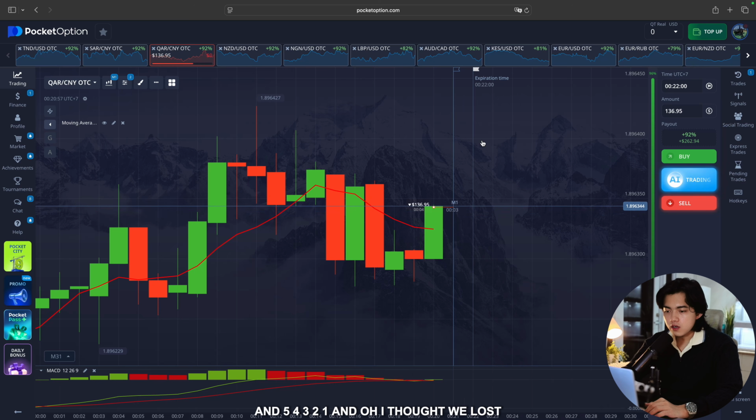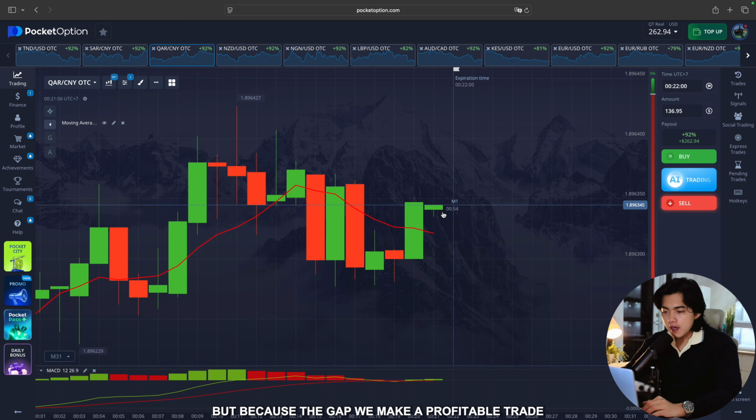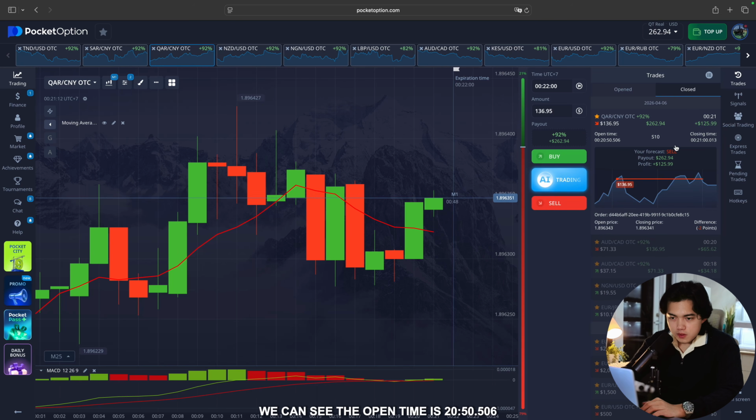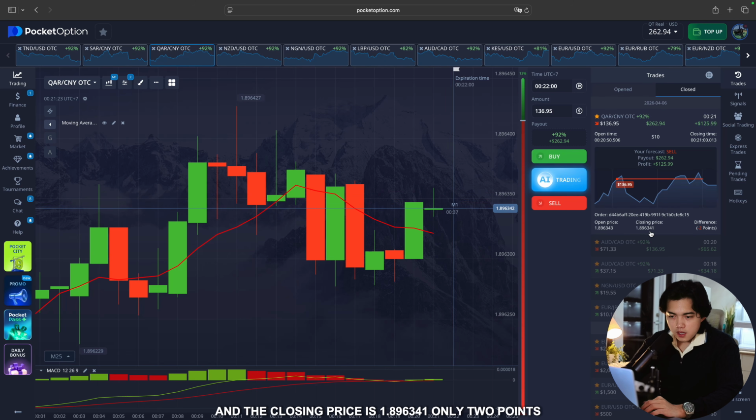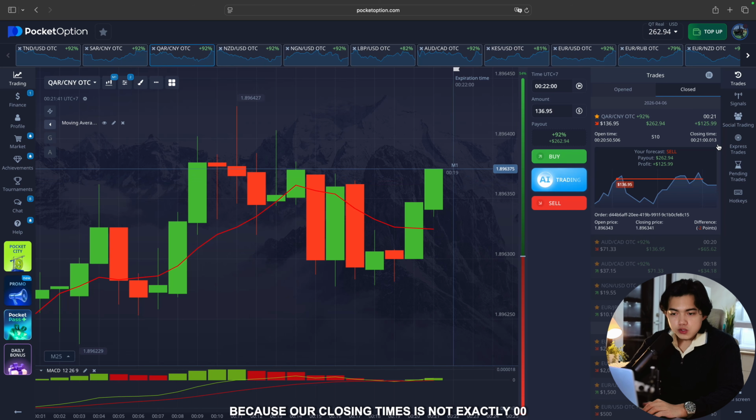And 5, 4, 3, 2, 1, and I thought we lost, but because of the gap, we made a profitable trade. We can see the open time is 20:50:50.506 and the open price is 1.896343 and the closing price is 1.896341. Only 2 points.